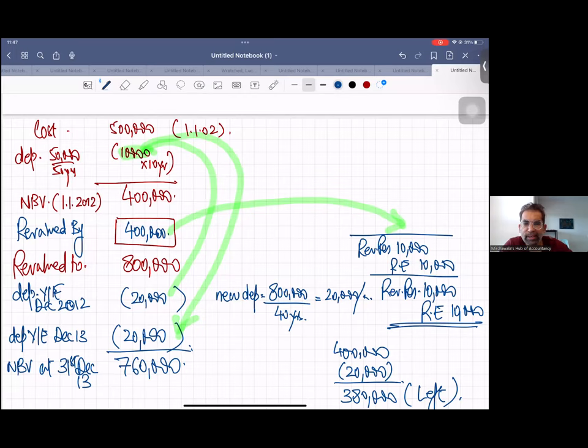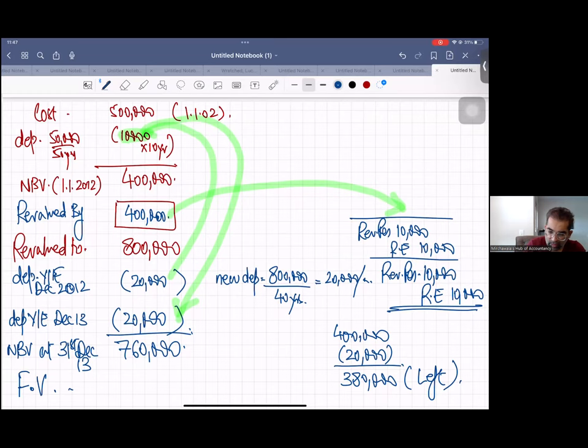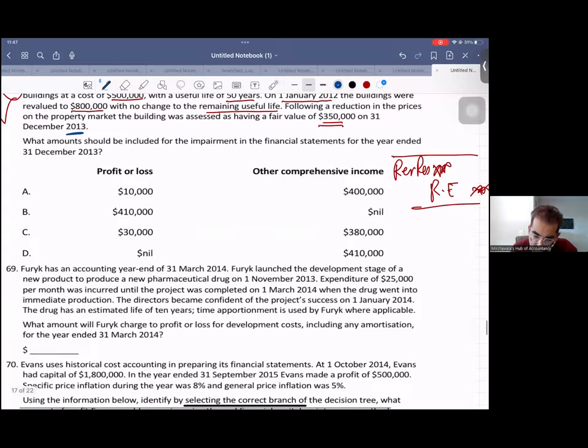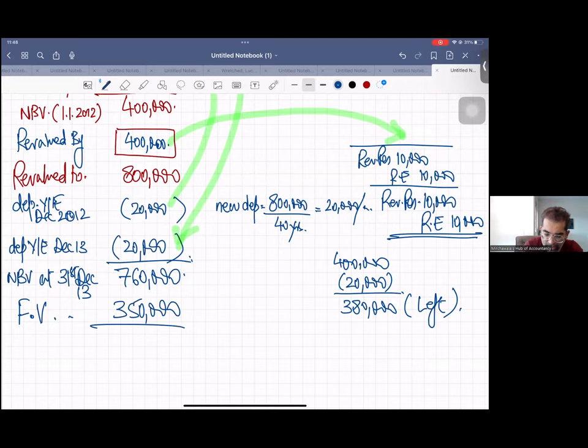Can anybody tell me now the final fair value? Now the fair value is 350, I think. How much is this? Yes, it's 350. So how much is devalued by? The devaluation is 410. Look at here. The devaluation is 410.